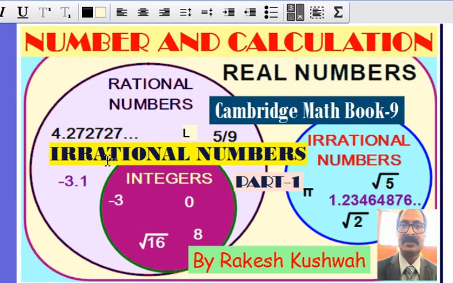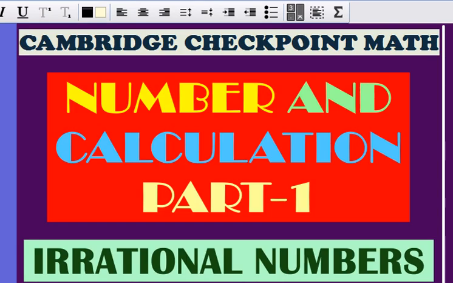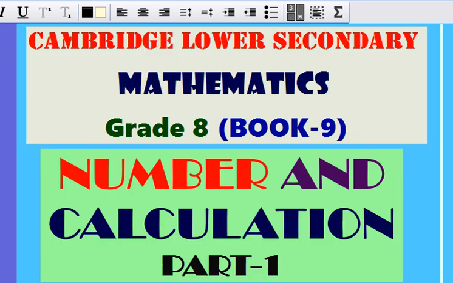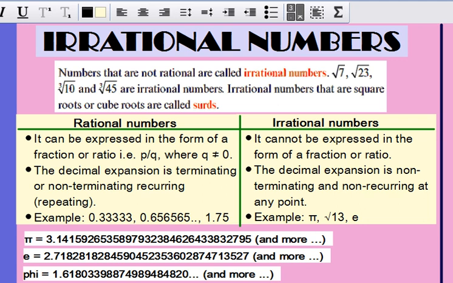Today we shall do a very interesting topic for Cambridge students of grade 8. This is for Cambridge Checkpoint, Number and Calculation Part 1, and the topic is irrational numbers. This is from Book 9, Cambridge Lower Secondary Mathematics for grade 8. Let us begin. Irrational numbers are the numbers which are not rational.